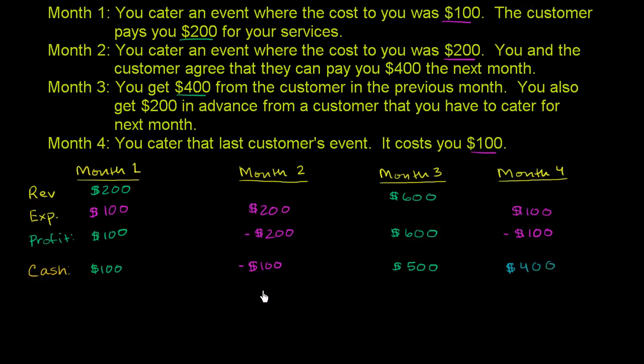So this is a cash basis. This is how a lot of businesses run it. But as you can see, there's a problem here. It looks like our profit is jumping all over the place. Sometimes we're profitable, sometimes we're not, even though our business is a little bit steadier than that would seem to imply.